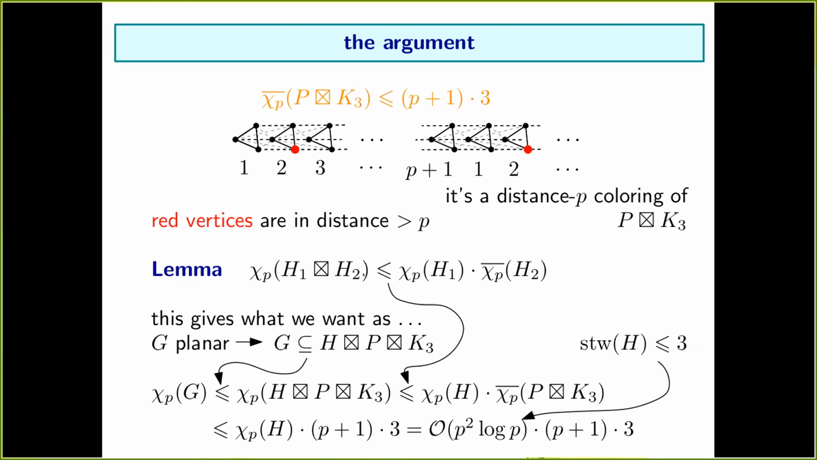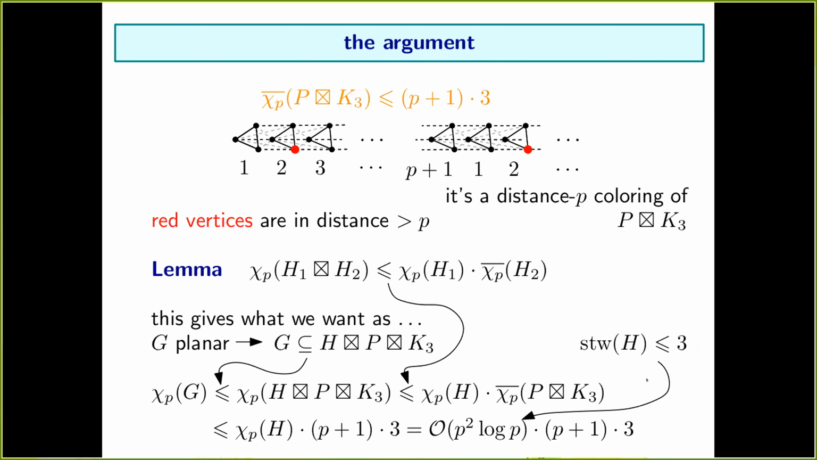Now by this lemma, we can factor out the product. We take the p-centered chromatic number of H, and multiply it by the stronger chromatic number of P cross K3. But this is a simple graph; we have seen it. This is a number, and we can put it here. Now it's all about the p-centered chromatic number of a graph that has bounded simple treewidth, so we can put in the bound that we know. In the simple treewidth situation, if this is 3, then this is one less, and it's p squared log p. So this gives us the p cubed log p bound.